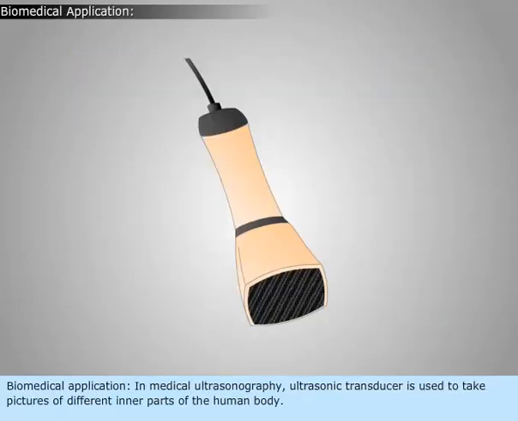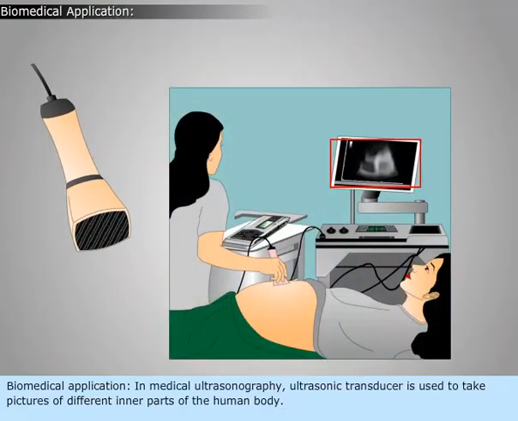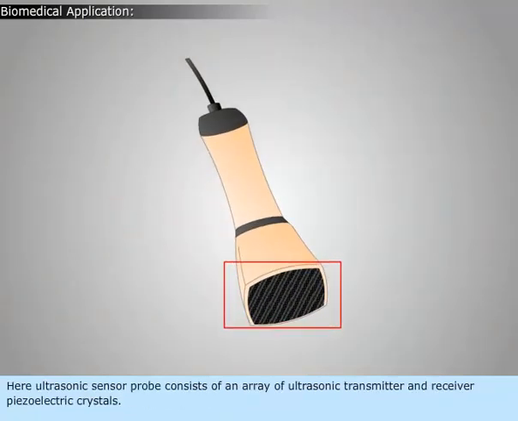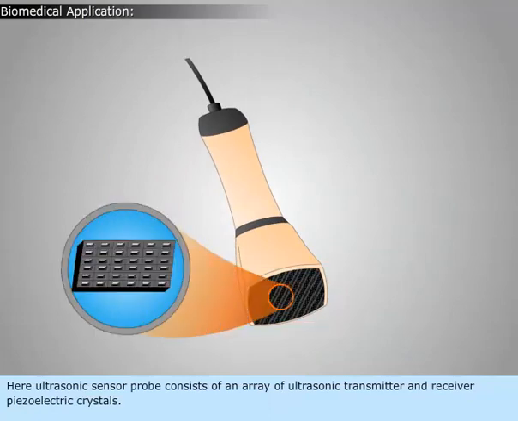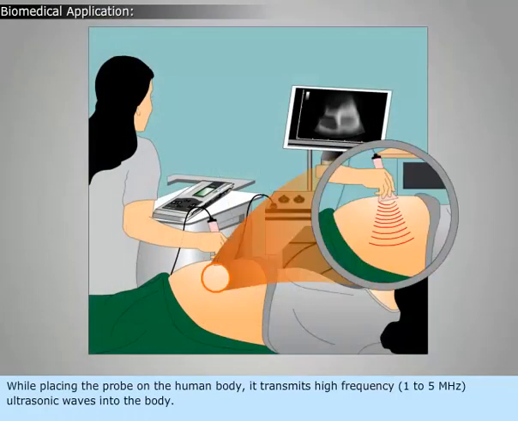Biomedical application. In medical ultrasonography, ultrasonic transducer is used to take pictures of different inner parts of the human body. Here, ultrasonic sensor probe consists of an array of ultrasonic transmitter and receiver piezoelectric crystals. While placing the probe on the human body, it transmits high-frequency 1 to 5 MHz ultrasonic waves into the body.